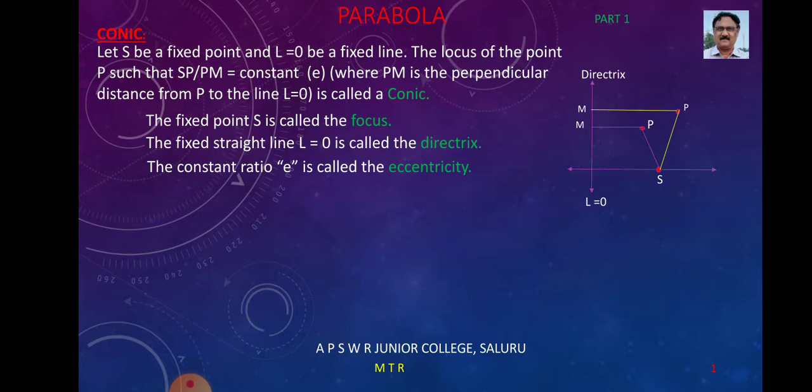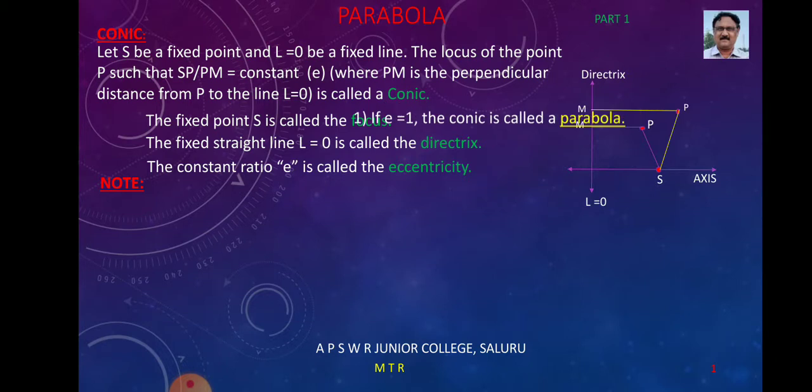Here you observe the line that passes through S and is perpendicular to the directrix. This is called the axis of the conic. Now we discuss parabola, ellipse and hyperbola. This conic is transformed into a parabola, ellipse, or hyperbola according to the value of E. E is nothing but SP by PM equal to the constant.